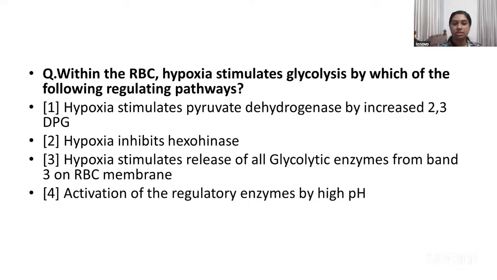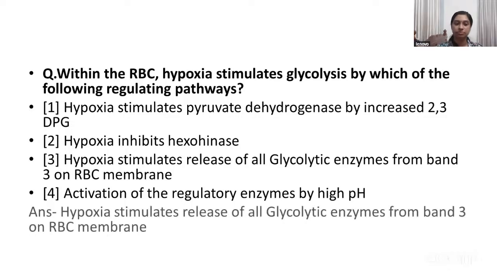So next question is, within the RBC, hypoxia stimulates glycolysis by which of the following regulating pathways? The options are: hypoxia stimulates pyruvate dehydrogenase by increased 2,3 DPG; second, hypoxia inhibits hexokinase; third, hypoxia stimulates the release of all glycolytic enzymes from band 3 on the RBC membrane; fourth option is activation of regulatory enzymes by high pH.